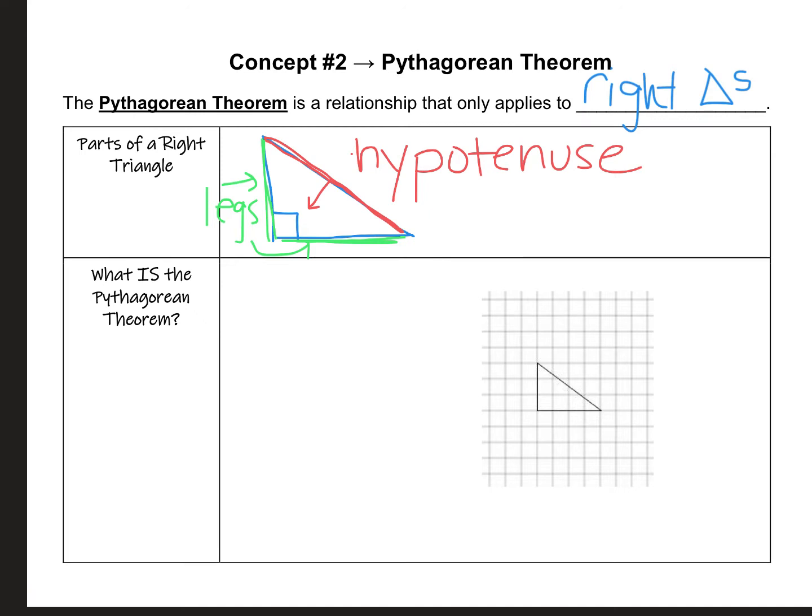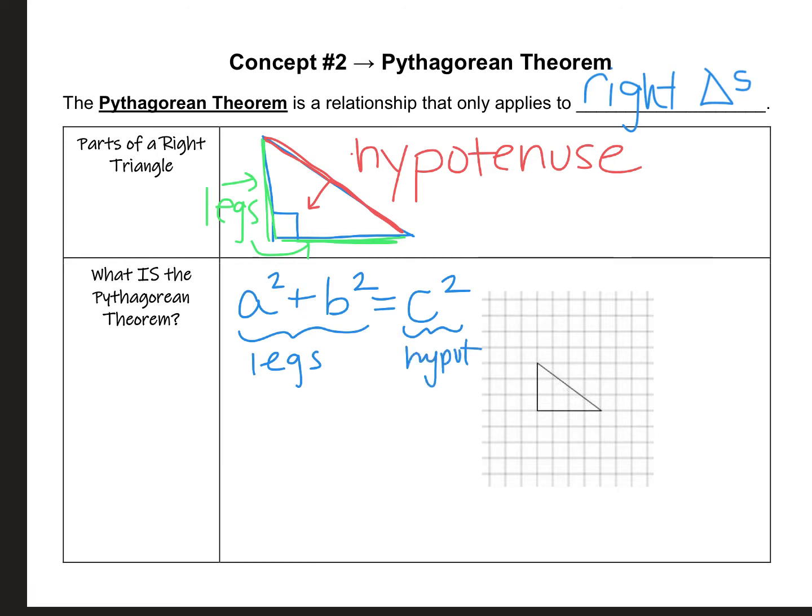Okay, so there's a specific formula called the Pythagorean theorem. And I'm just going to write it out here first. It says a squared plus b squared equals c squared. Well, what is it really saying? A and b, in this case, these are the legs. And c is your hypotenuse.